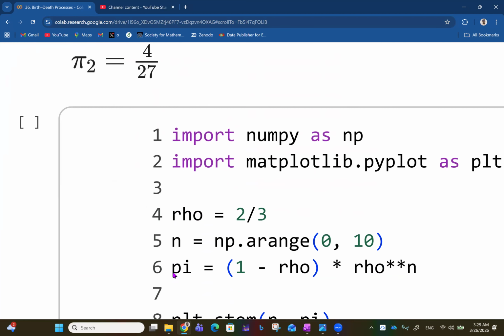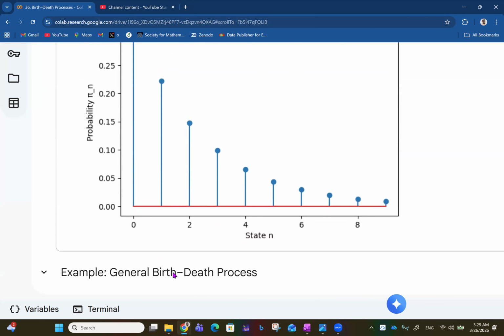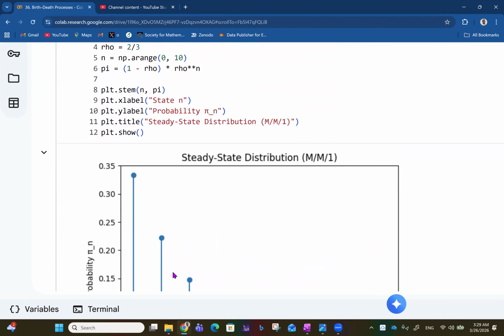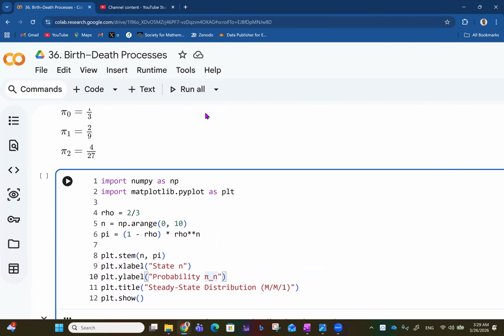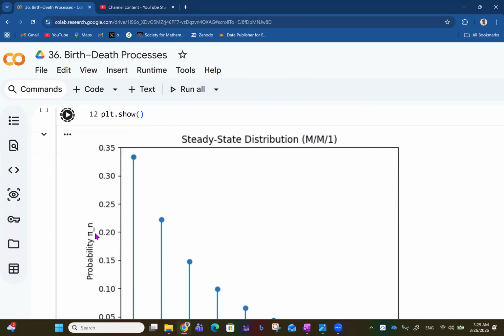We can then simulate that with Python code. For an arrival situation like this, I think I can do this so that it can just be pi sub n. I think we can also make this into an f-string, and that should work, so that this becomes a proper pi sub n here. Let's see how that comes out.